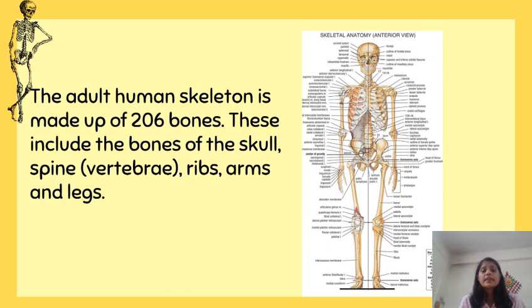The adult human skeleton is made up of 206 bones. These include the bones of the skull, spine, ribs, arms and legs.